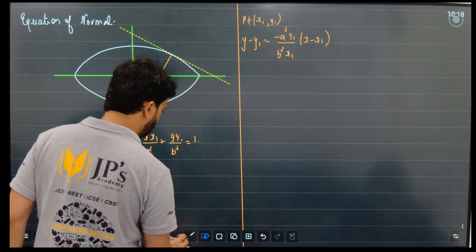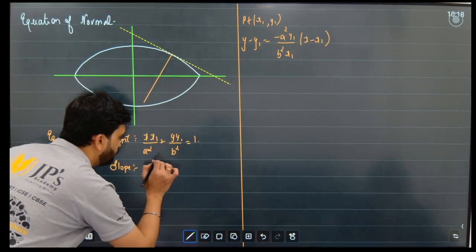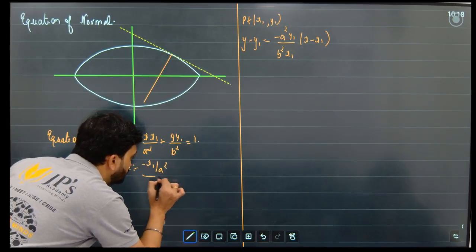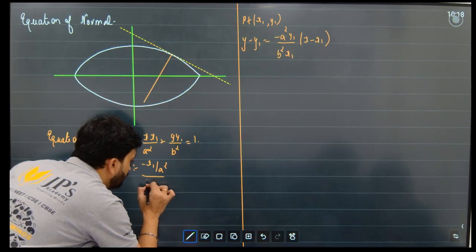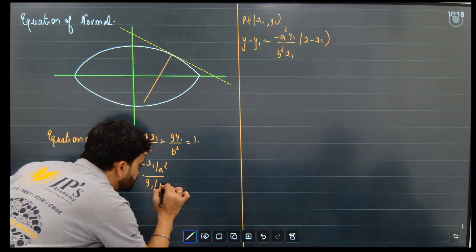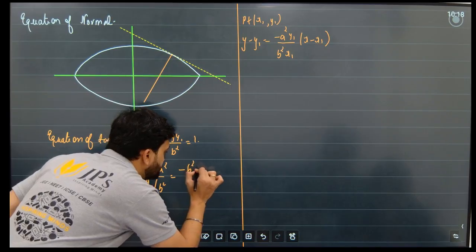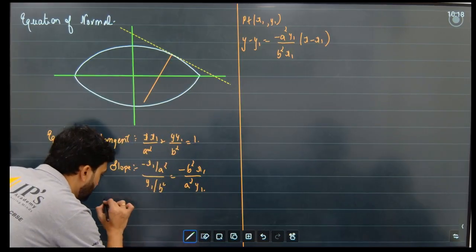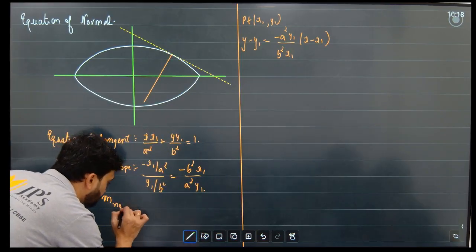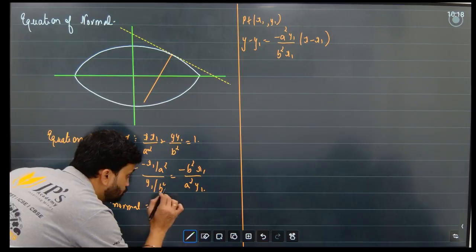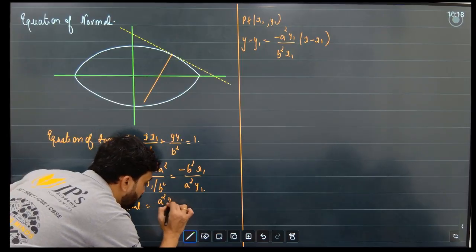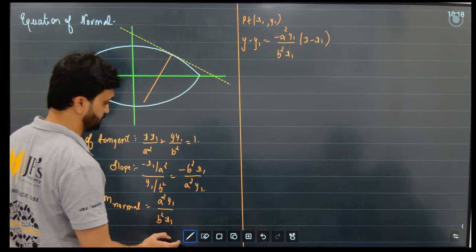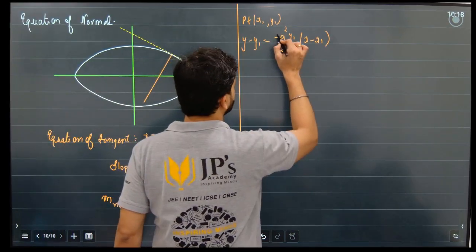I directly wrote the slope of normal. First we have to find the slope, that will become minus x1 upon a square upon y1 upon b square, which will become minus b square x1 upon a square y1. This is the normal slope, but what is the slope of normal? Slope of normal will become a square y1 upon b square x1, reciprocal and opposite sign. ठीक है, so निकल जाएगा.